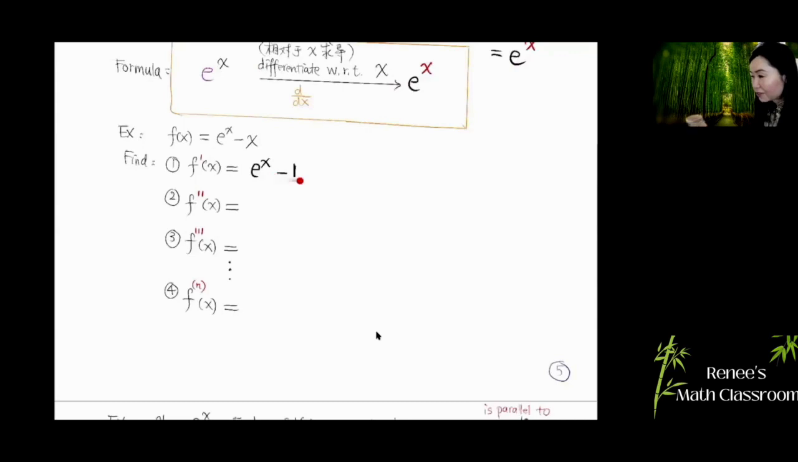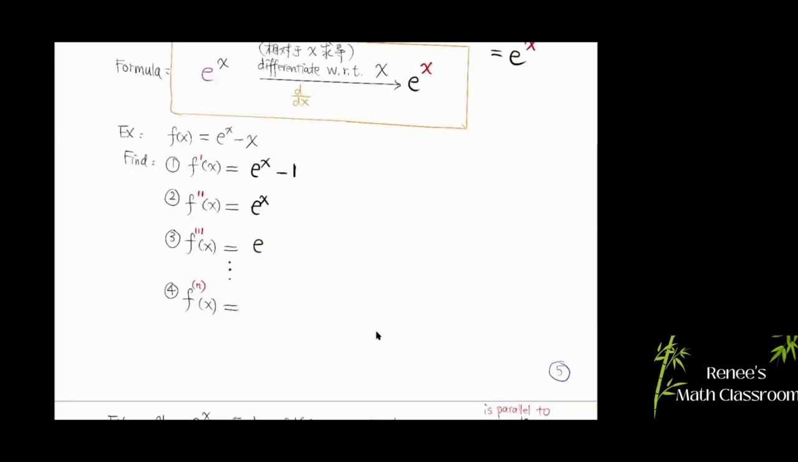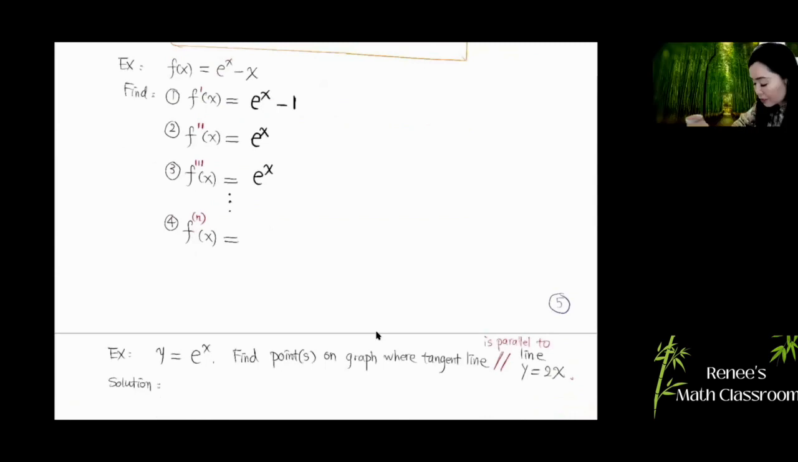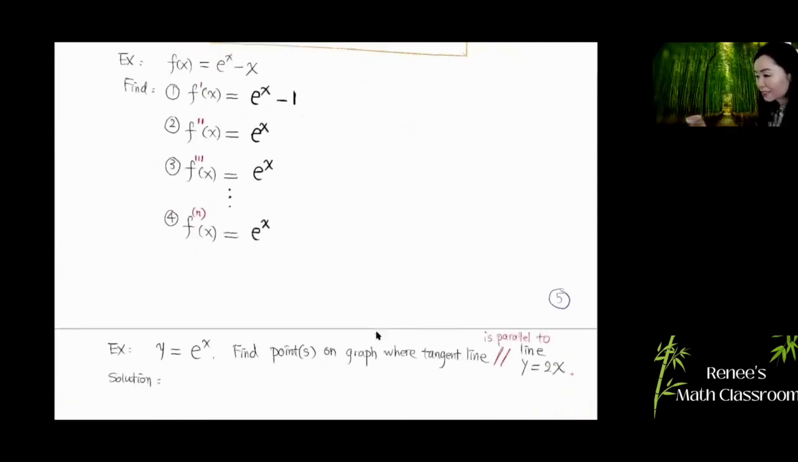Now we differentiate one more time. Differentiate e to the x, we get e to the x. Now we differentiate this negative 1. What do we get? 0. So now we just get e to the x. From here on, if I differentiate one more time, what do I get? e to the x itself. So if you continue to differentiate, you always get e to the x.